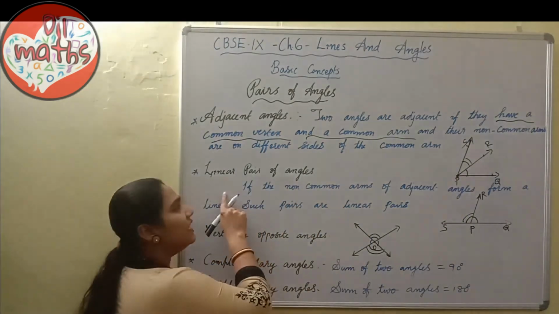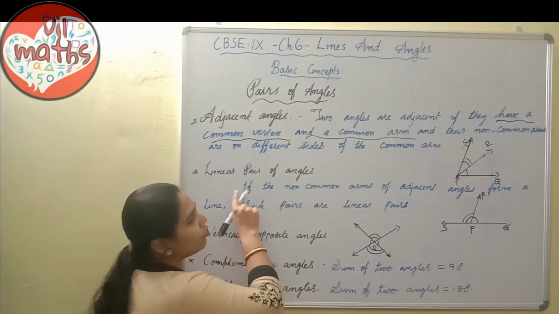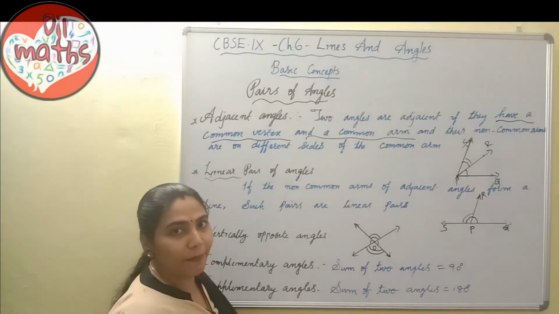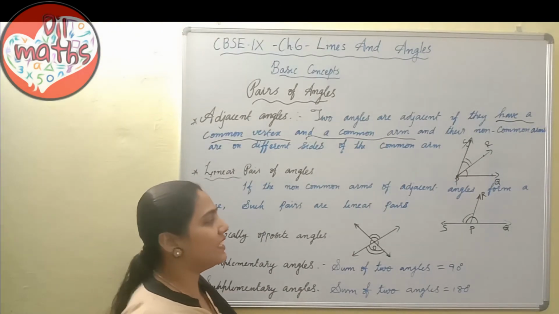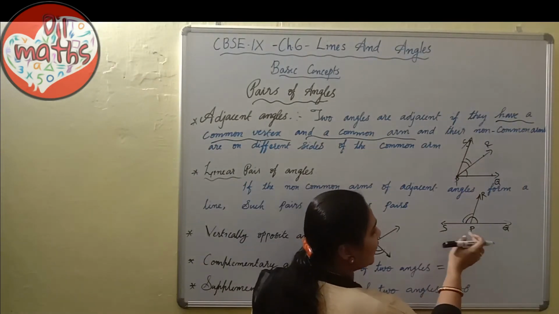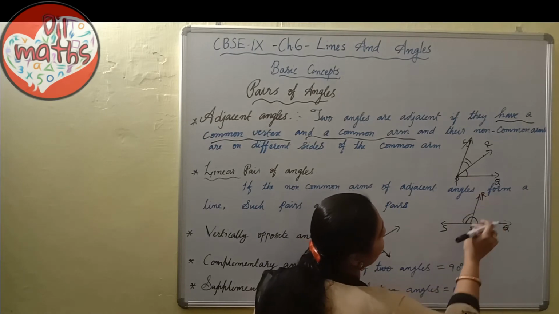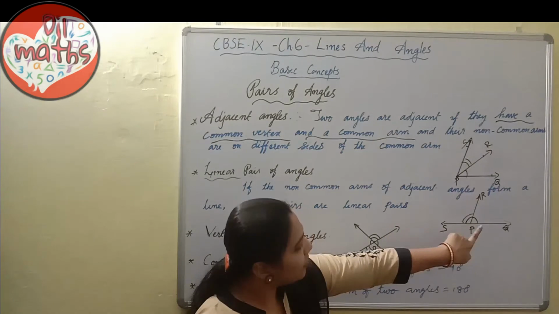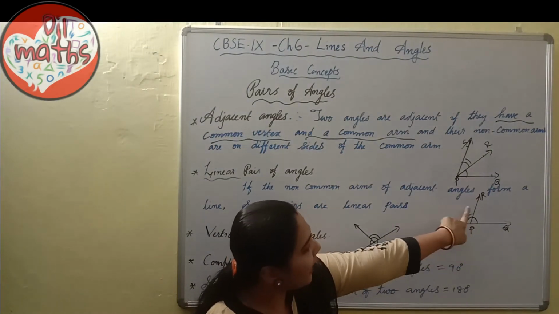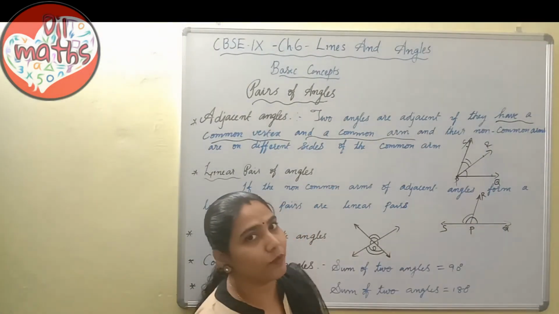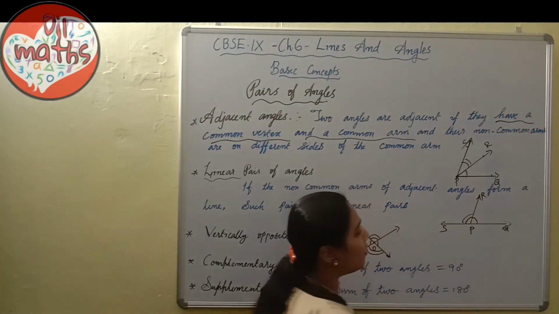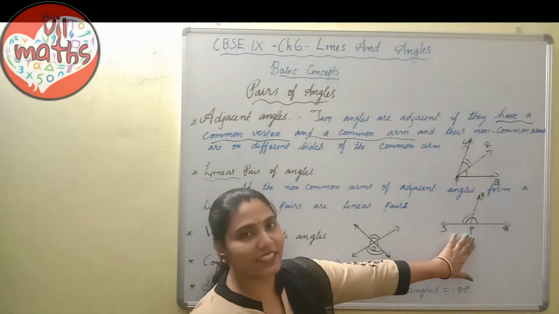The next one is linear pair of angles. And what do we mean by linear pair of angles? In the name itself it is a linear pair, so it is related to a line only, isn't it? So I draw an example here, SPR and RPQ. These are adjacent angles because they have a common arm and a common vertex. PR is the common arm and P is the common vertex here.